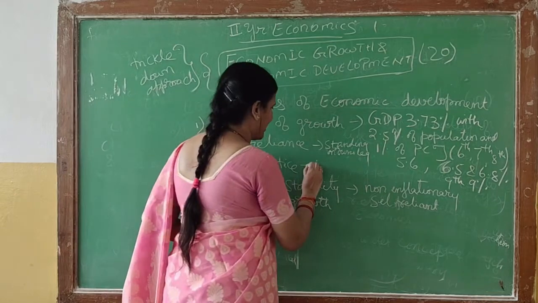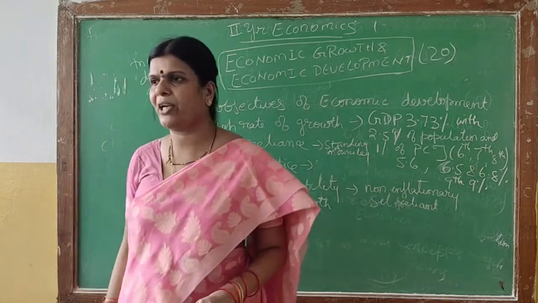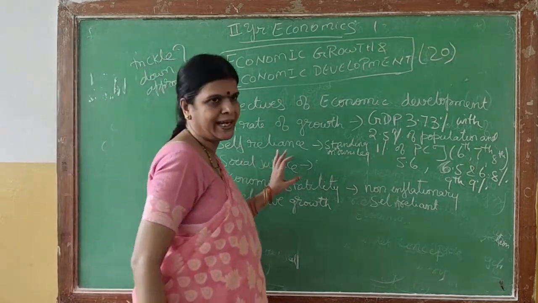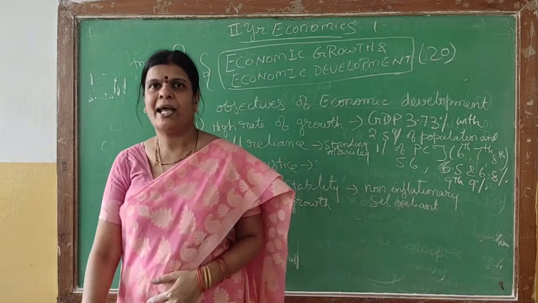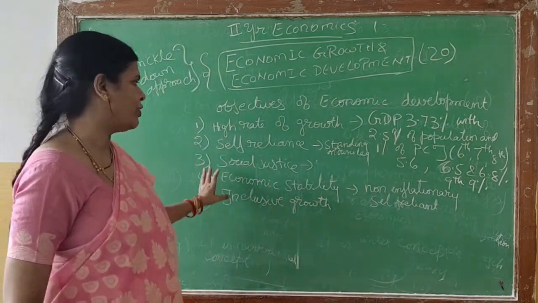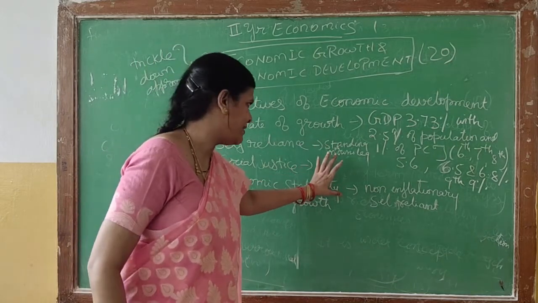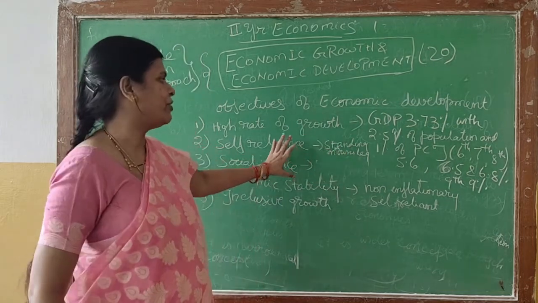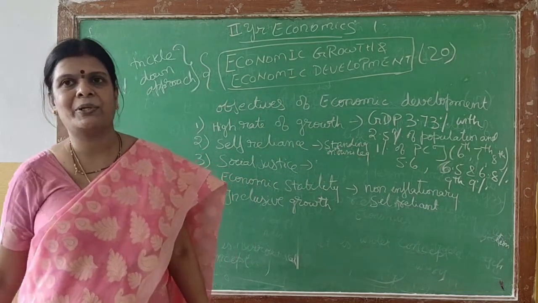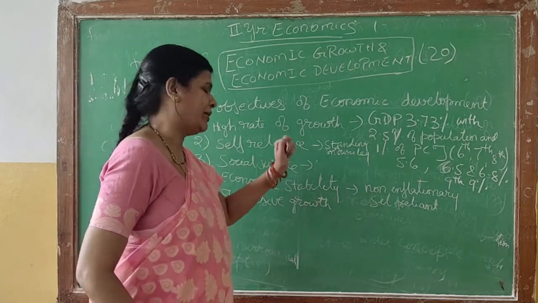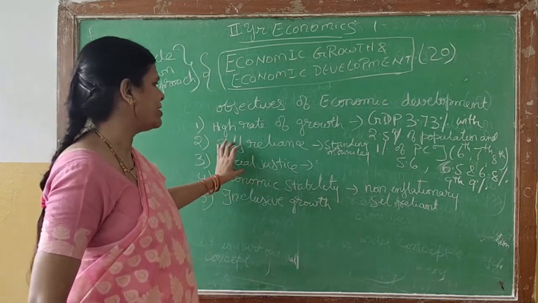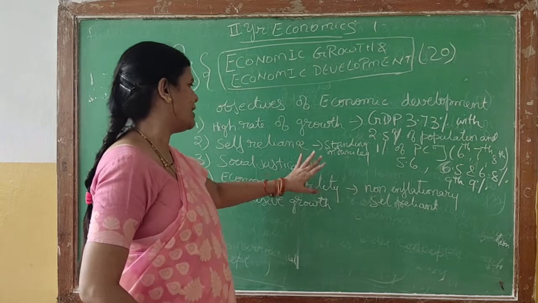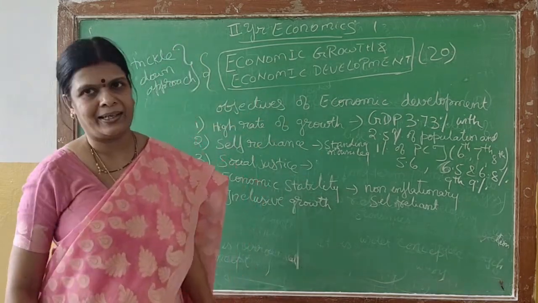Next one is social justice. The third objective of economic development is social justice. What is this social justice? As I said, in India the rich are becoming richer and the poor are becoming poorer, because of income inequalities. 80% of Indian assets are held by rich people, whereas 20% of assets are held by the middle class and poor people. This shows social injustice. Only if we achieve social justice can we achieve economic development.